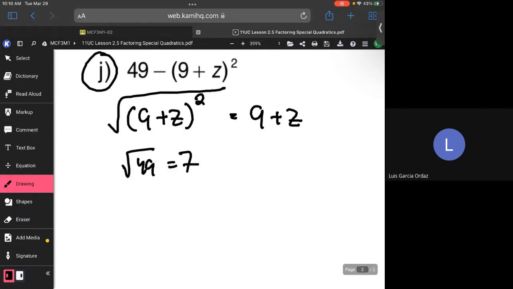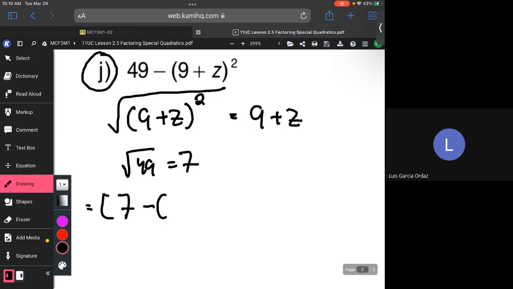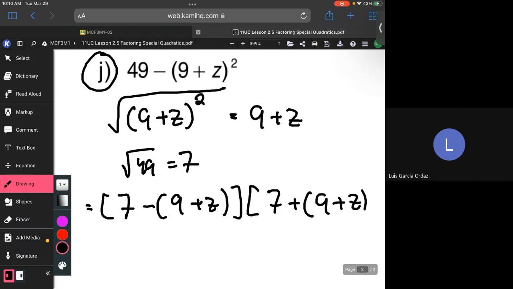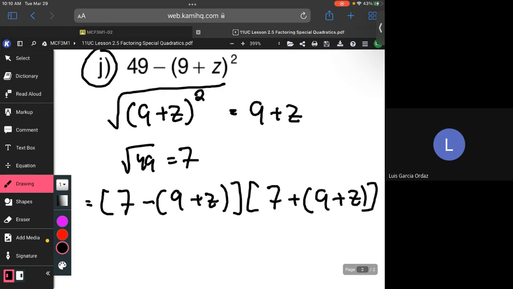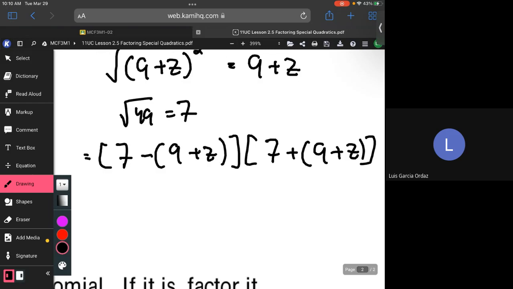7. So in one of your brackets, you are going to have 7 minus 9 plus z. And in your other bracket, you are going to have 7 plus 9 plus z. So now I have to simplify my brackets. Wait, so how did it go to 9 plus z?